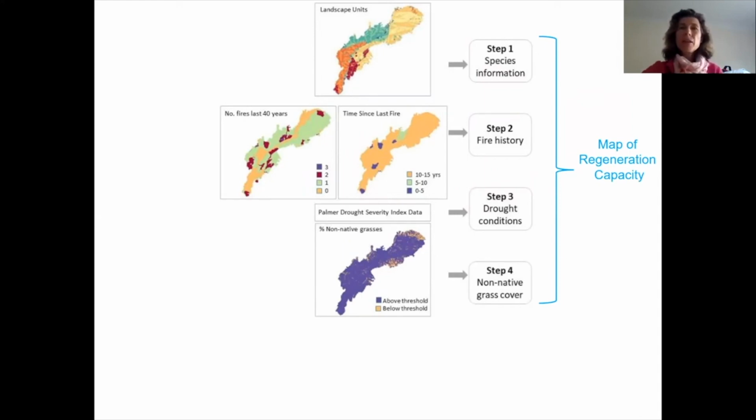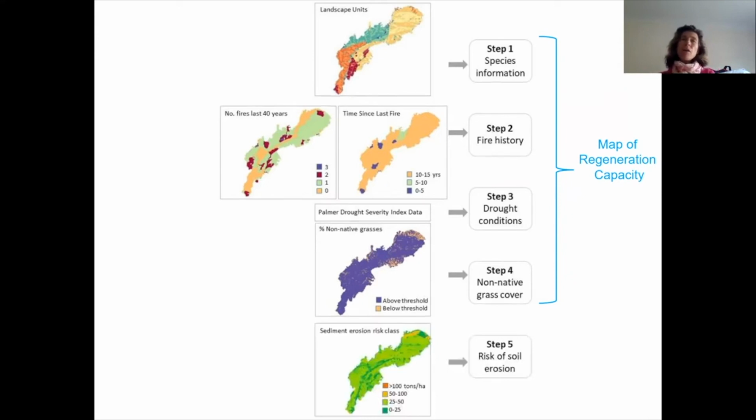And we also include a 5th step for fires that have recently burned within the last 2 years, which is when the majority of most post-fire sediment erosion occurs. We include the risk of erosion, and this erosion risk data becomes combined with the map of regeneration capacity, and that integration results in a map of degradation risk.